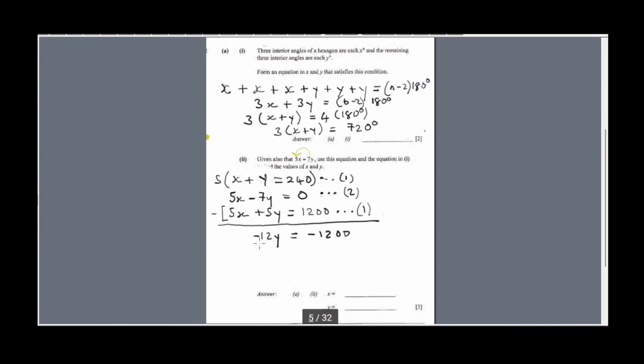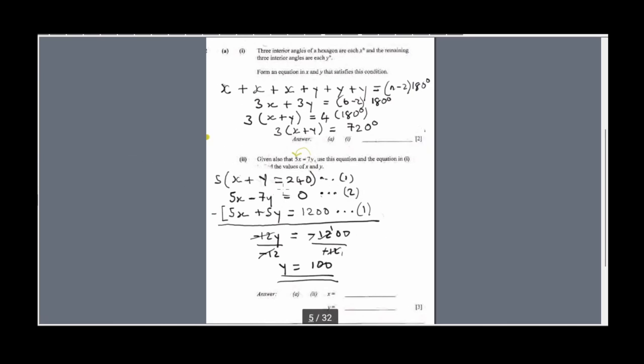Then to remain with y, we are going to be dividing both sides with minus 12. And the minus 12 cancels, we are left with y. Then the minus signs cancel, 12 into 12, 1, 12 into 12, 1. That leaves us with 100. This means the value of y is 100.